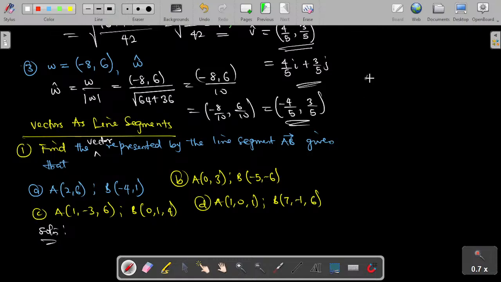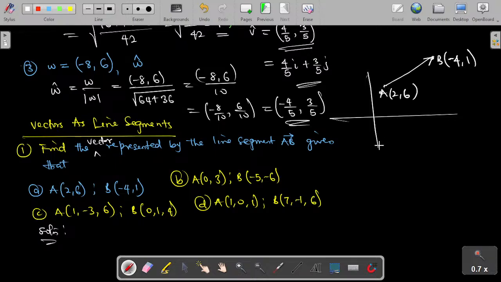For instance, my point A is (2, 6), and let point B be (-4, 1). I'm just giving an example. Of course, you know this is not correct, because minus 4 should be the other way. So this is point A and this is point B. You know how you did physics, you join the 2 points and it will form the vector AB. So we are asking you to find the vector that is represented by these 2 points.